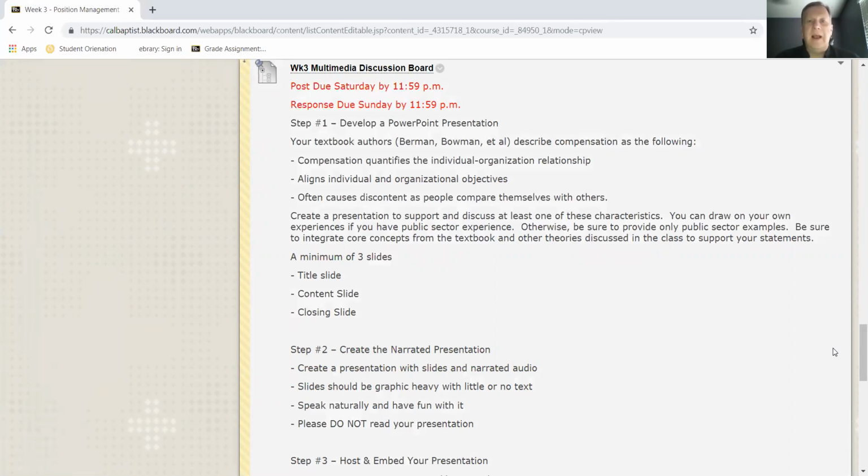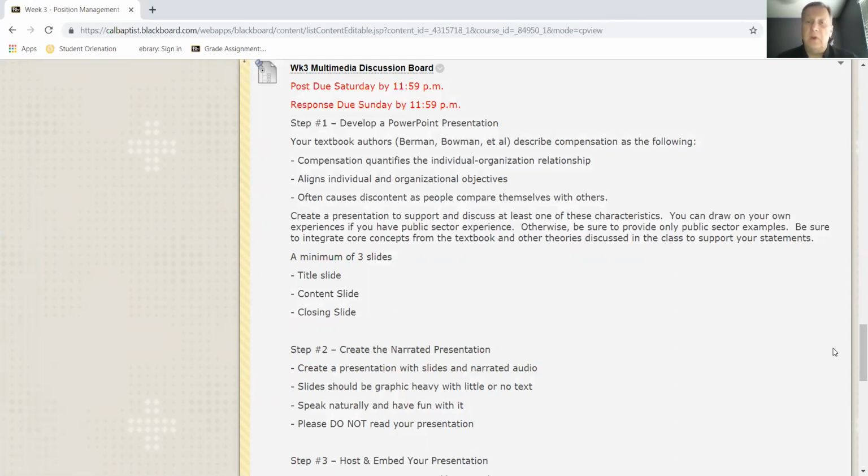The first one, that compensation quantifies the individual-organizational relationship. One of the functions of compensation in an organization, as you will read in your readings this week, is that it helps to clarify this relationship between the individual employee and the organization. It helps the individual see and feel where they fit into the organization, how the organization values them, and the work that they contribute to the organization on a daily basis. So it really helps to quantify and clarify the individual-organization relationship.